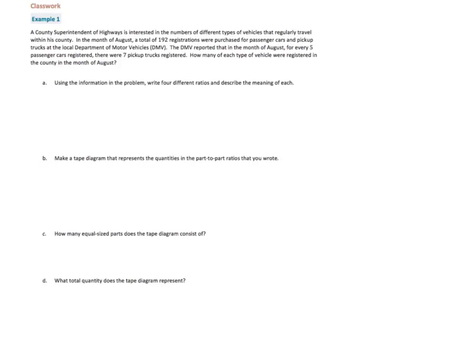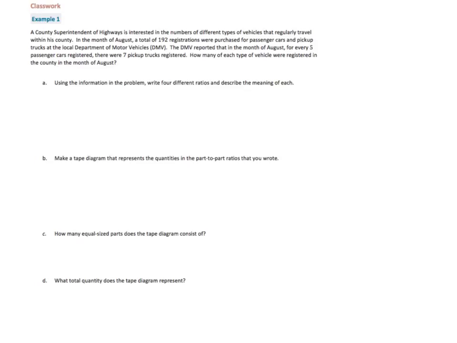Okay, today we're going to look at solving more problems using equivalent ratios. Let's start by looking at example 1. A county superintendent of highways is interested in the number of different types of vehicles that regularly travel within his county. In the month of August, a total of 192 registrations were purchased for passenger cars and pickup trucks in the local Department of Motor Vehicles, or the DMV. The DMV reported that in the month of August, for every 5 passenger cars registered, there were 7 pickup trucks registered. How many of each type of vehicle were registered in the county in the month of August?